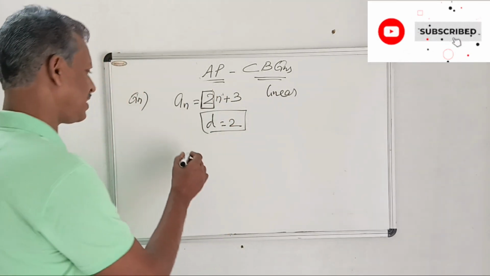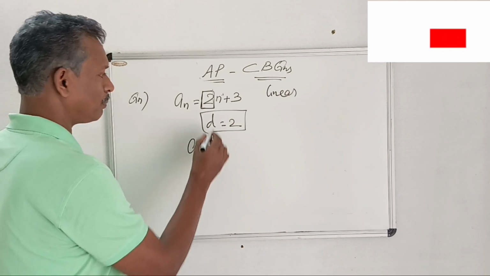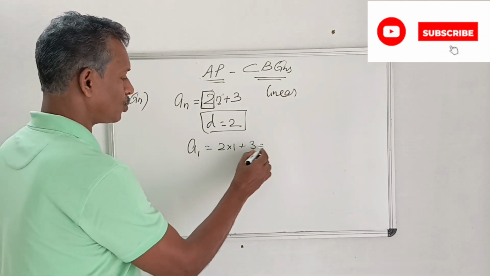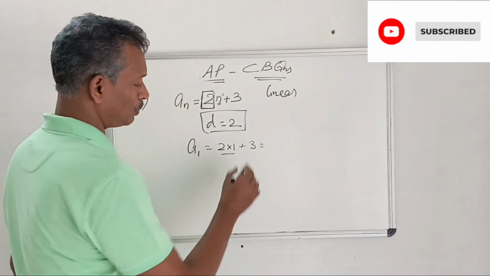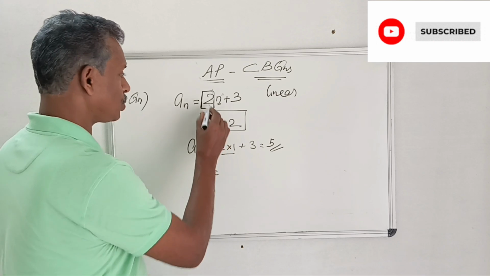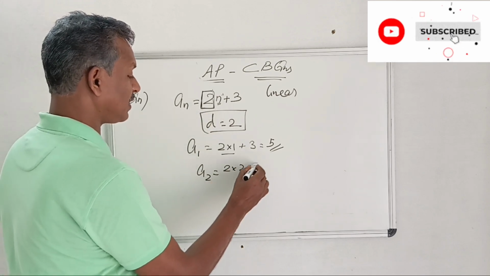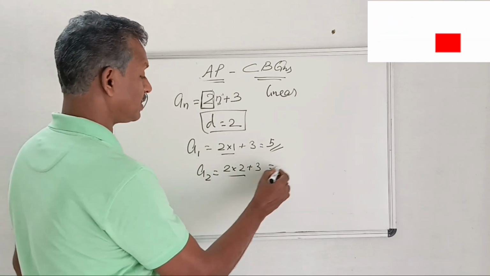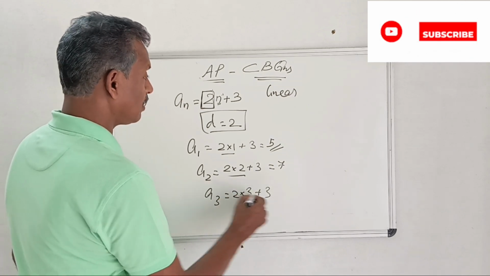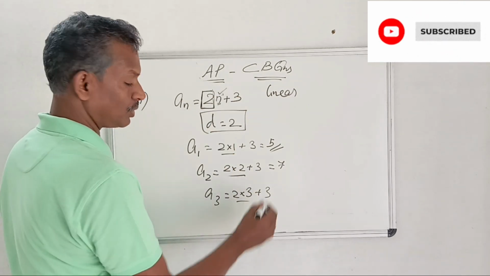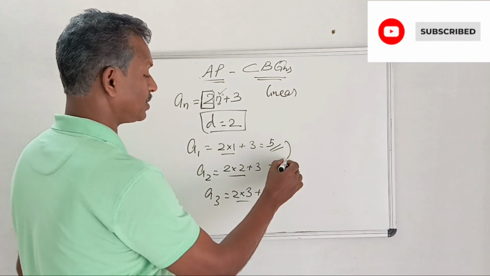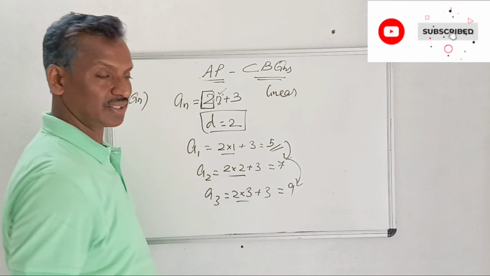Or you can verify it like this. Find a1, put 1 in n's place. So 2 multiplied by 1 plus 3. 2 multiplied by 1 is 2 plus 3, it is 5. And a2 you can find out, 2 multiplied by 2 plus 3. 2 2s are 4, 4 plus 3 it is 7. a3 is 2 into 3 plus 3. We are changing the value of n. 2 into 3 it is 6 plus 3 it is 9. You can see how much it is increasing. It is increasing by 2, 2, 2.